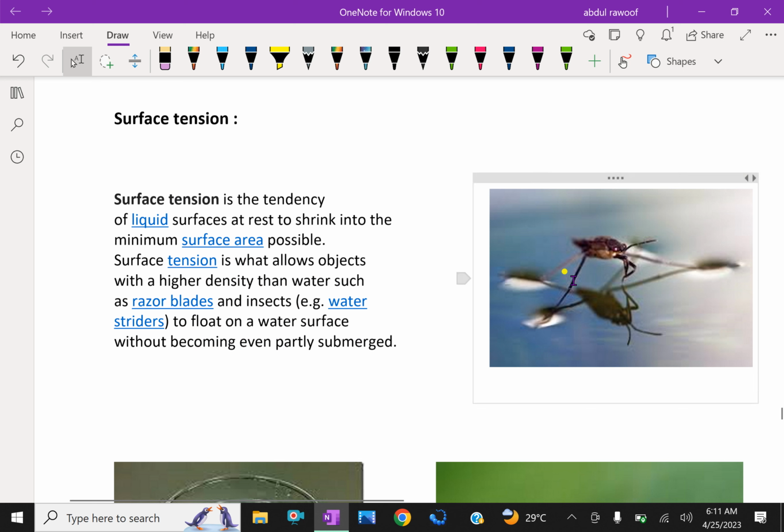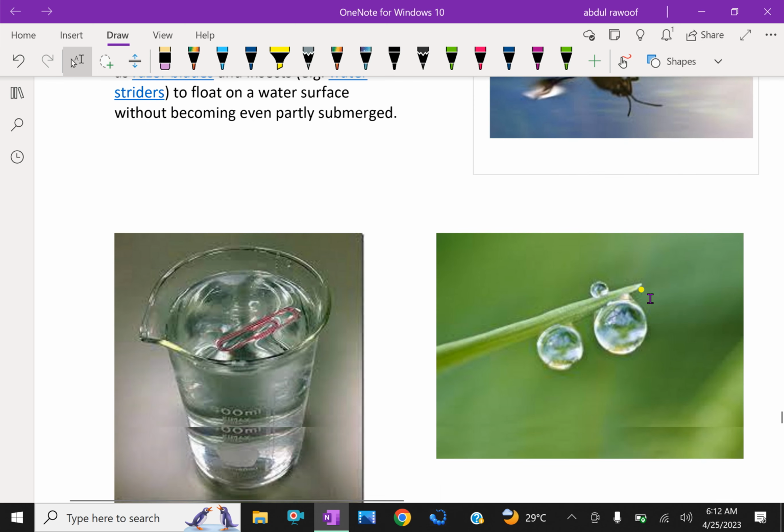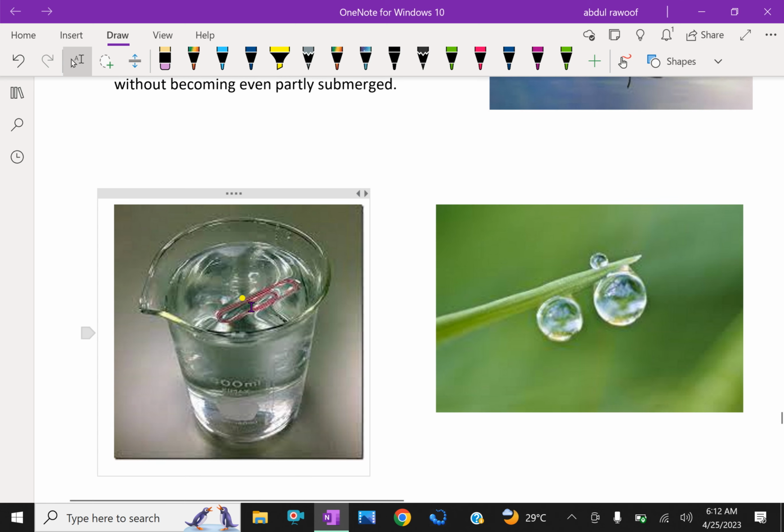Look at this. Here a fly is simply sitting on the surface of the water because the water's surface tension forces push the legs upward, so it can easily float. Look here, even the pin looks like it is floating on the surface of the water. It's not floating; it's due to the surface tension of the water.